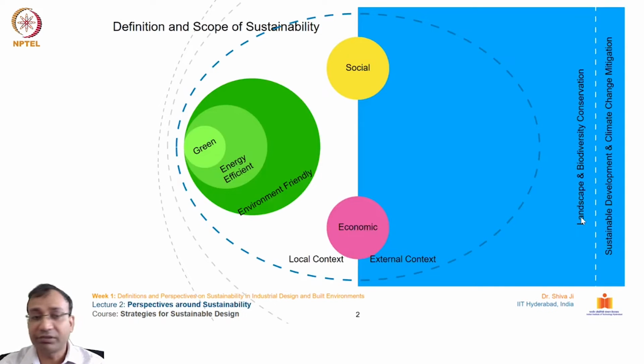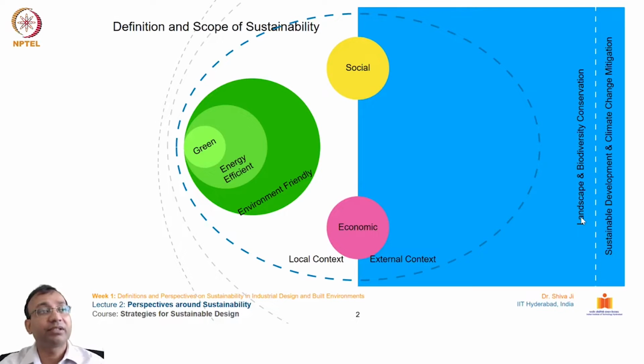We generally use these terms, but sometimes we end up using them in the wrong place because they mean something very specific. In this illustration, you can see it is very clear. Green is the smallest unit of sustainable design, and then comes energy efficient, then environment friendly, and then comes the sphere of sustainability.